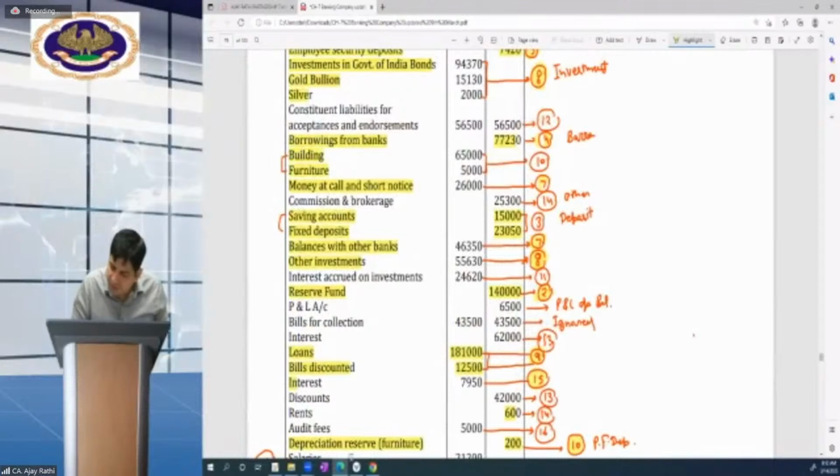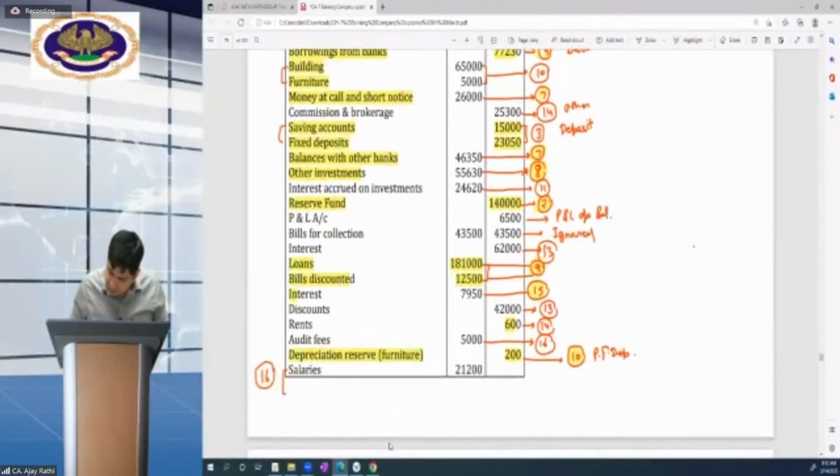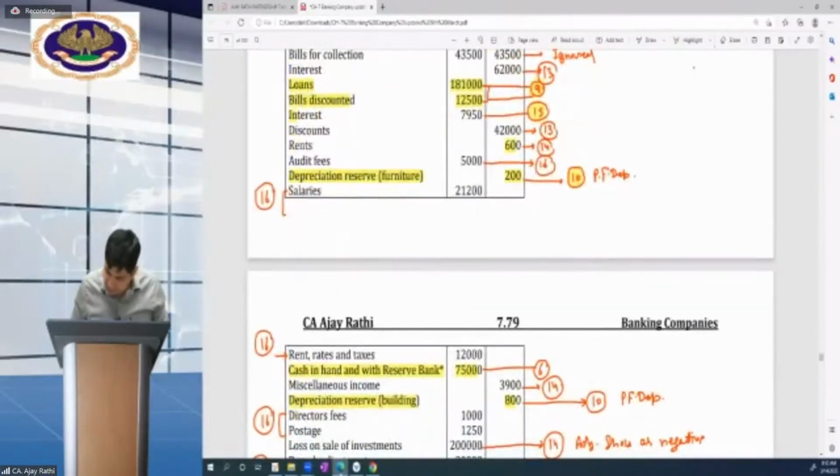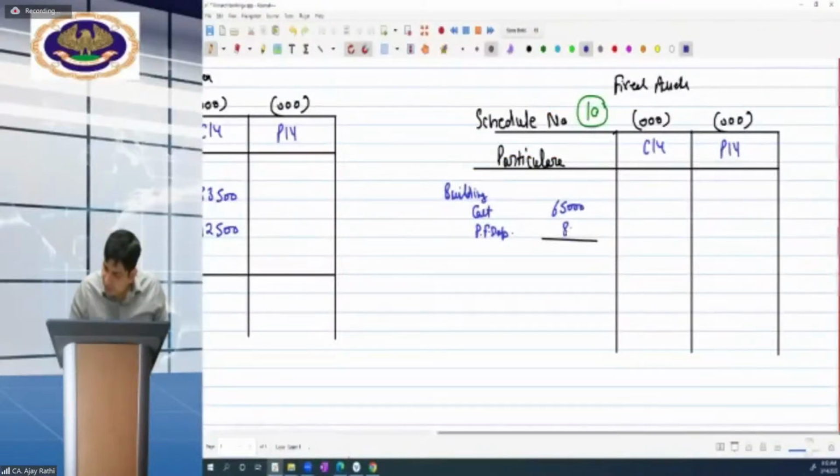Building, furniture. 65,000 building, and for that reserves there is 800. Okay, 800 means 64,200 is the balancing figure. After that, we shall reduce the depreciation, which is part of the adjustment. Then the final figure will come out.